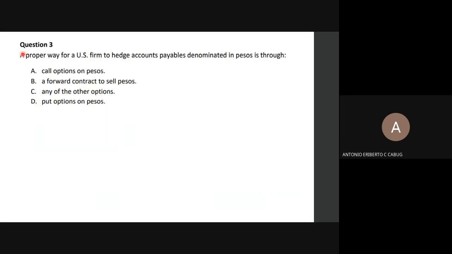Sige nga. Let us see kung naintindihan ninyo. A proper way for a US firm to hedge accounts payable denominated in pesos is through blank. Go. Okay? Enter your answers, everyone.